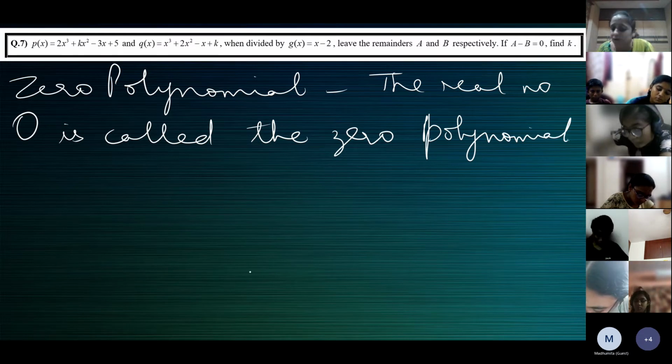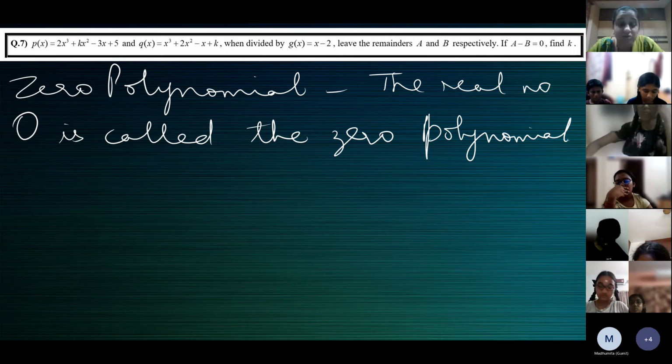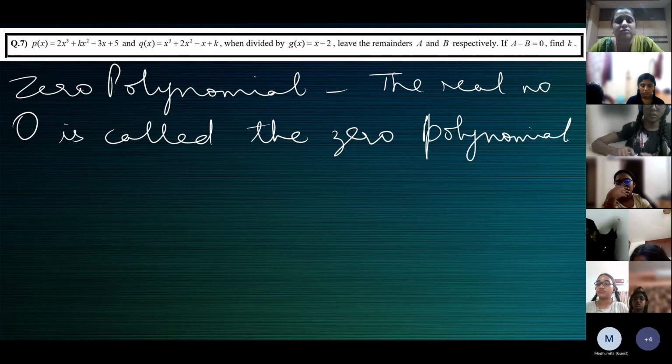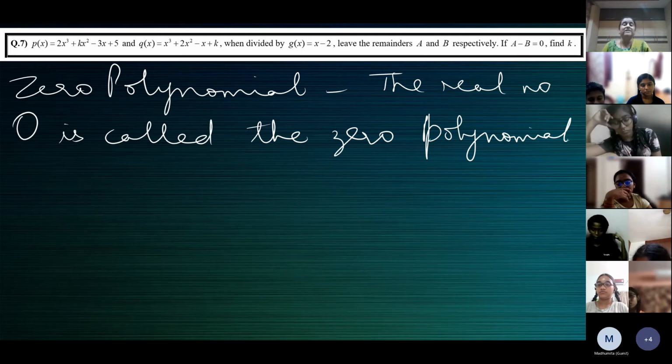Because in constant polynomial, it is not included. A constant polynomial does not include 0. 0 has a special name. 0 is the zero polynomial. So there is no example of a zero polynomial. Only 0 is called the zero polynomial. You cannot write examples of zero polynomials. The real number 0 alone is called the zero polynomial. Other than this, all the other real numbers are constant polynomials.